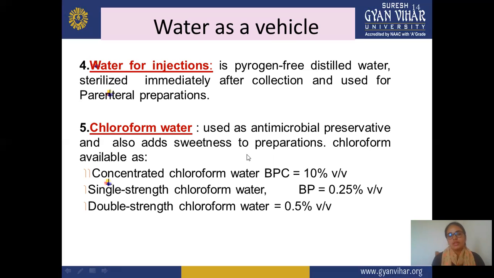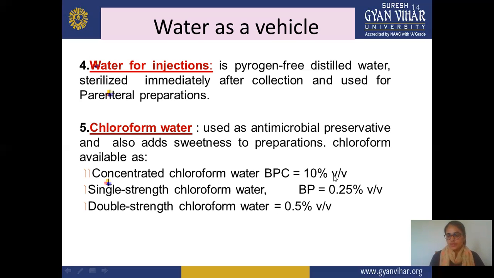And it is available in different forms like concentrated chloroform water, BP, British Pharmacopoeia, and this concentration is 10% volume by volume. But this water is required in very small amounts, because it is mainly used as a preservative or sweetening agent. So it is used in low concentration. The concentration for concentrated chloroform water is only 10% volume by volume. And if single strength chloroform water is used, the concentration is 0.25% volume by volume. And double strength is just double of 0.25, means 0.5% volume by volume.